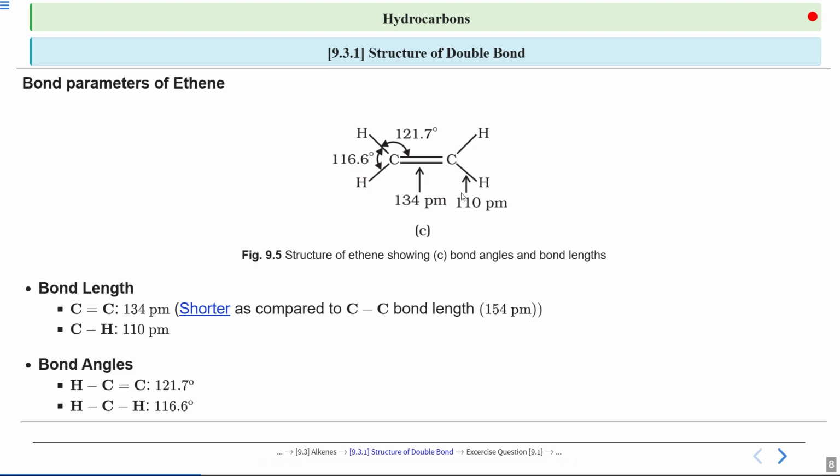Next, moving on to the bond angle of H-C-H, which is 116.6 degrees. This angle is slightly smaller than the H-C=C angle, reflecting the influence of the double bond's electron cloud. Understanding these angles helps us to understand the molecule's shape and reactivity.